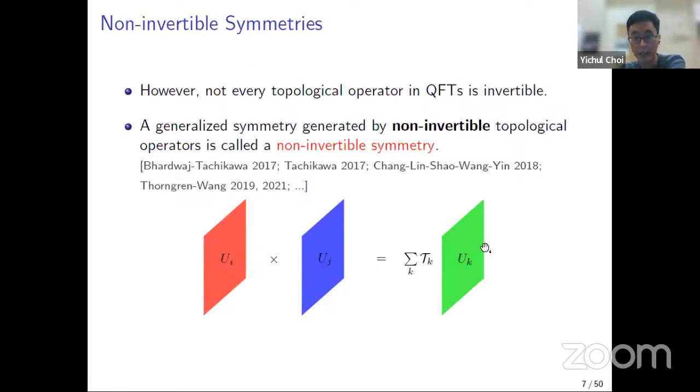However, it is not the case that every topological operator in a given QFT is necessarily invertible. In particular, as I will show you later in the talk, there exist non-invertible topological operators in some QFTs. And then the generalized symmetry generated by these non-invertible topological operators are called non-invertible symmetries.